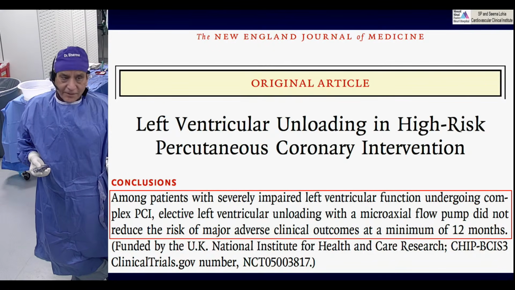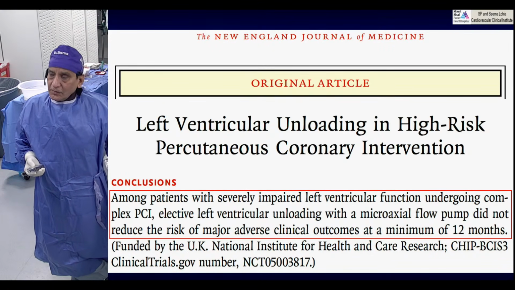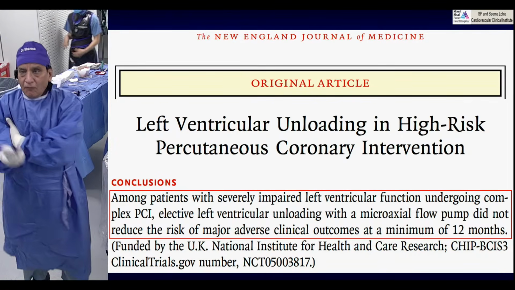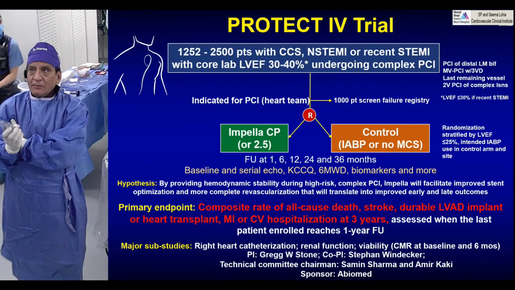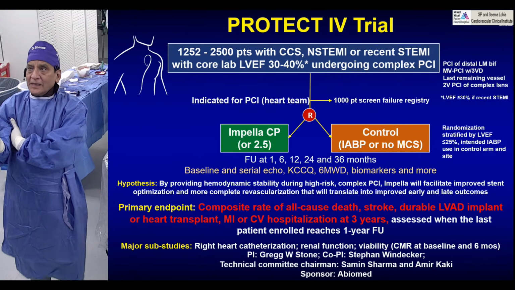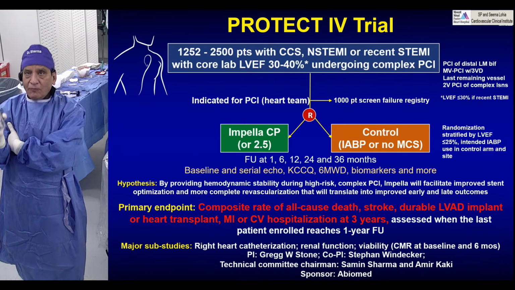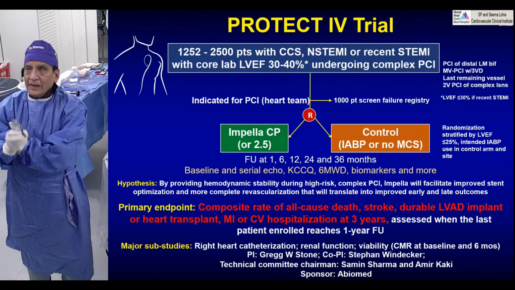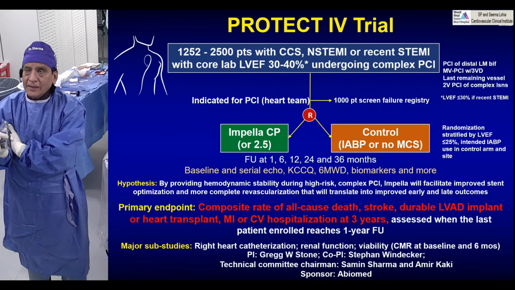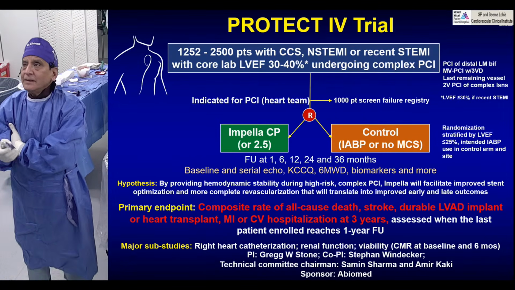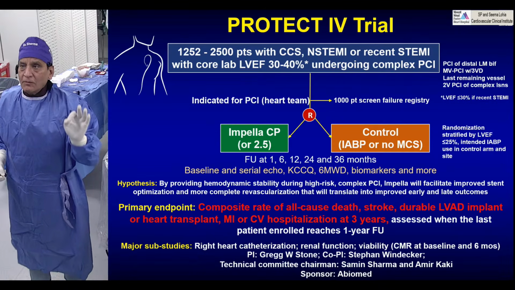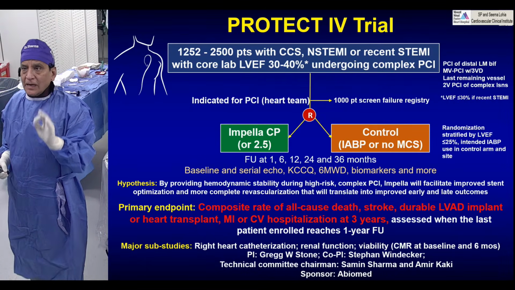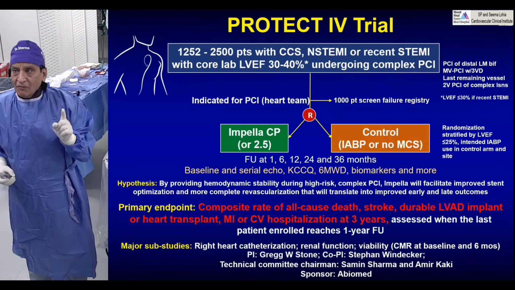We thought that these are the cases. We have shown them compared against the balloon pump in the Protect 1, Protect 2 trials, and of course Protect 3 was just the registry. Protect 4 is the one, to me, that is the major trial of a similar situation. That is complex PCI, ejection fraction used to be 40, then became 30, and in the trial, as you know, PROTECT IV was 35. Impella CP versus control, 1200, a very large number of patients, and the primary endpoint is a composite rate of all-cause death, stroke, durable LVAD implant, or MI or cardiovascular hospitalization at 3 years, with a minimum 1 year follow-up.